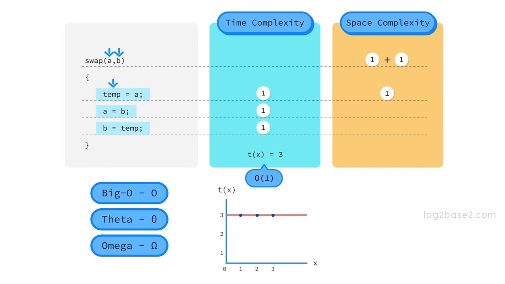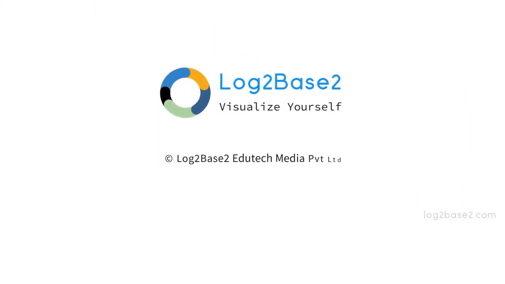So that's all. So the total memory taken by this swap algorithm is 1 + 1 + 1, that is 3 units of memory. So space complexity S(x) = 3, which is also a constant. So this algorithm takes only a fixed amount of memory, and the space complexity is order of 1. So that was the time and space complexity analysis of the swapping algorithm, which is a very simple algorithm. And we got time and space complexity equal to order of 1. We will discuss more complex algorithms and their analysis in the coming videos.